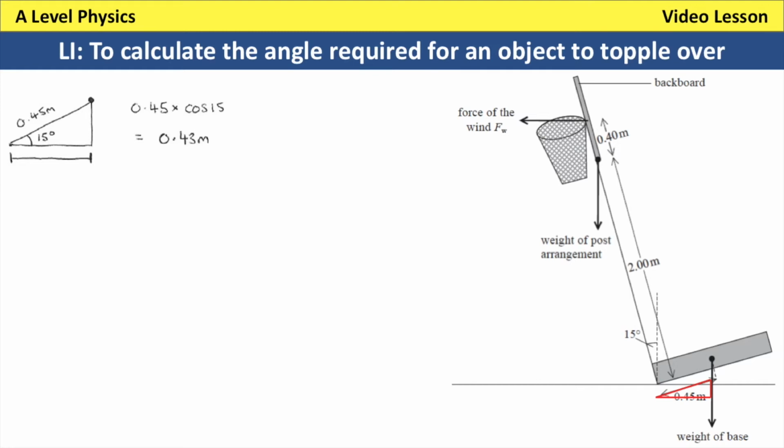So to work out the moment that is caused by the weight of the base, we take the weight of the base, which is 868, and we will multiply that by 0.43 to give us an answer of 373.24 Newton meters.